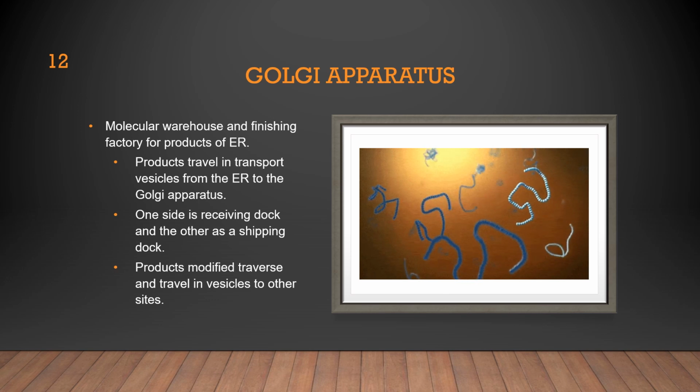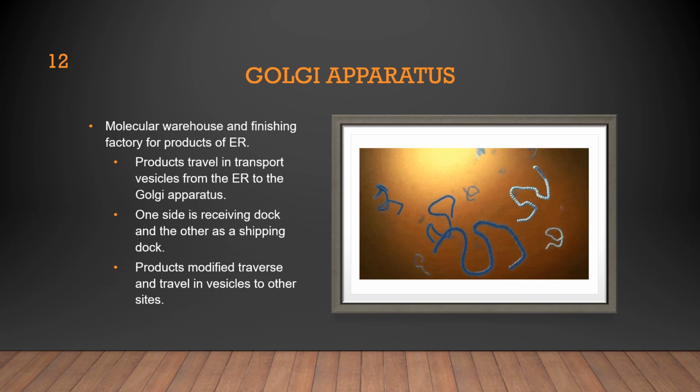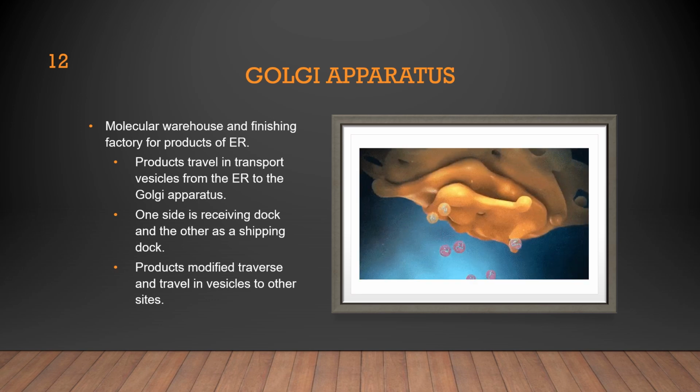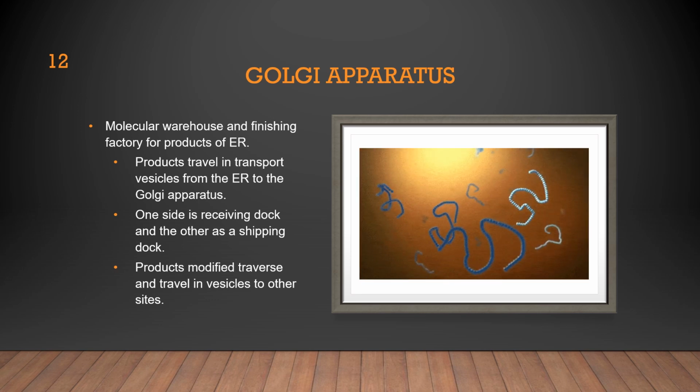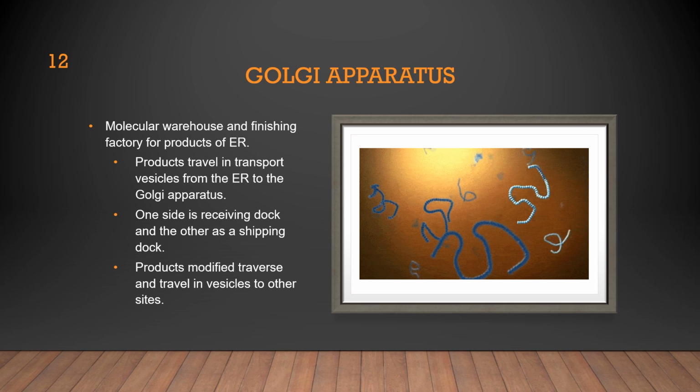The receiving side is where the vesicles come off from the rough ER and get absorbed. Then whatever protein is in there gets changed around, folded, things like that, and then shipped out the other side to where they then fuse with the cell membrane and then are transported throughout your body.